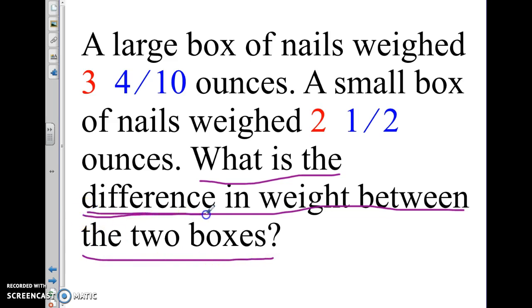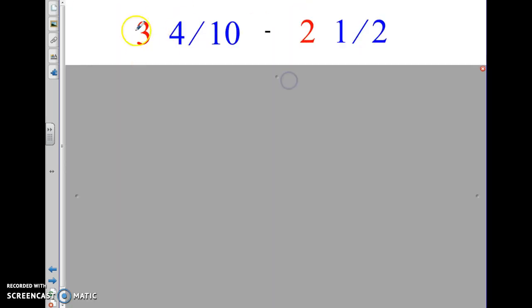The word difference gives me a huge clue as to what kind of mathematical operation I'm going to be doing here. Difference is the answer to a subtraction problem. So that means I'm going to be subtracting the weight of the small box from the weight of the large box to give me the difference between the two, to see how much more that large box weighs. So it is going to look something like this: 3 4/10 minus 2 1/2.